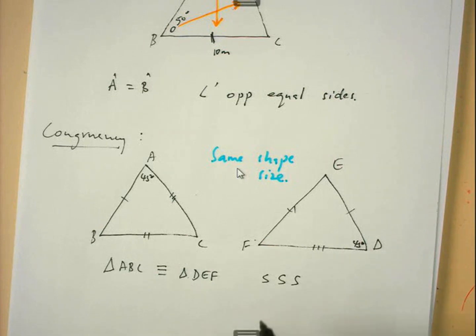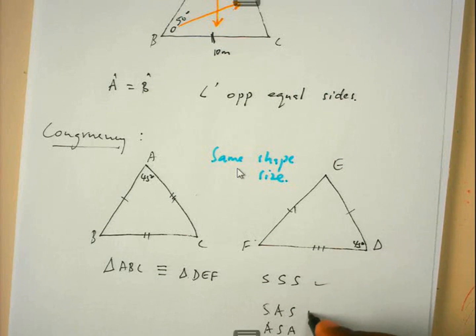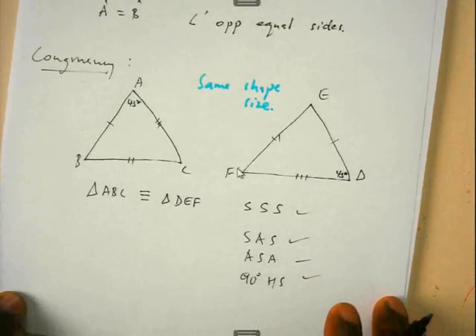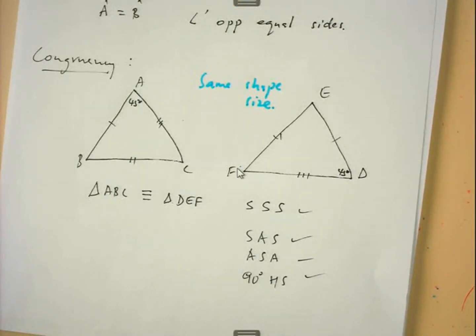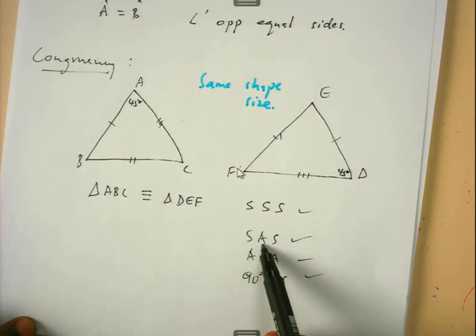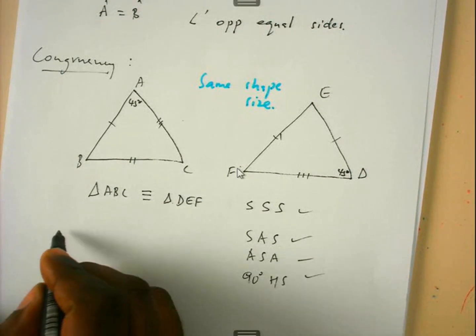Again, in other triangles, it can be side, angle, side. You can also prove congruency with angle, side, angle, or 90 degrees, hypotenuse, side. I'm sure these are the four conditions that we need to be aware of for triangles to be congruent. And like I'm saying, if you prove one side, angle, and one side, let me just draw that one quickly.